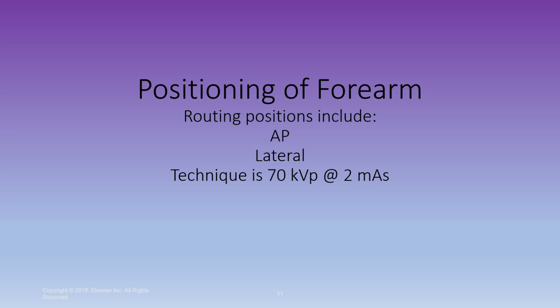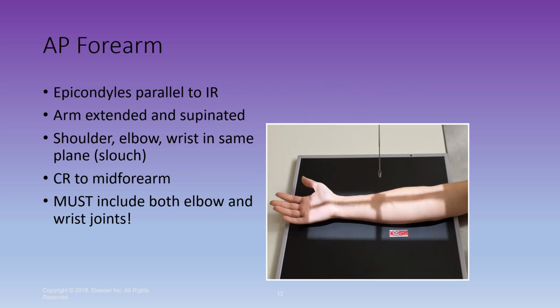Technique on a forearm is 70 kVp at 2 mAs. So hand and wrist, we were 65 at 1.2. Now we're getting a little bit thicker, a little bit meatier in the forearm, so we go up slightly in technique. This is an AP forearm. In an AP forearm, this positioning is actually on page 161. Okay, an AP forearm would show any fractures or dislocations of the radius or ulna, any pathologic process like osteomyelitis or arthritis.